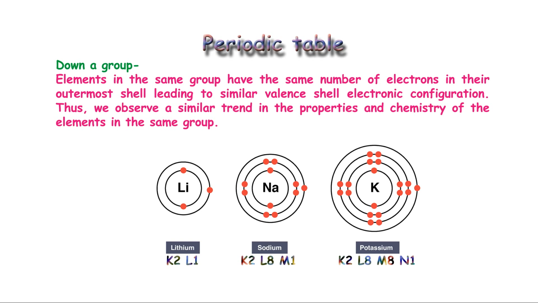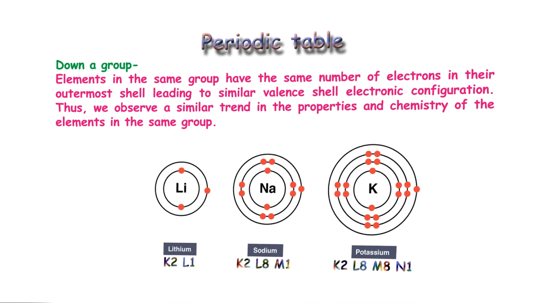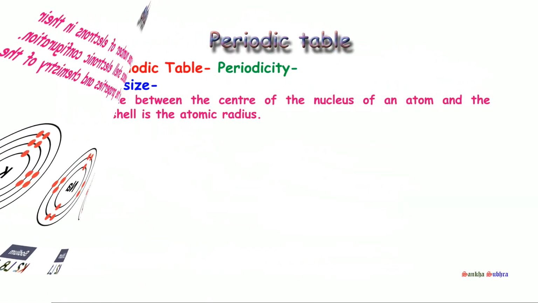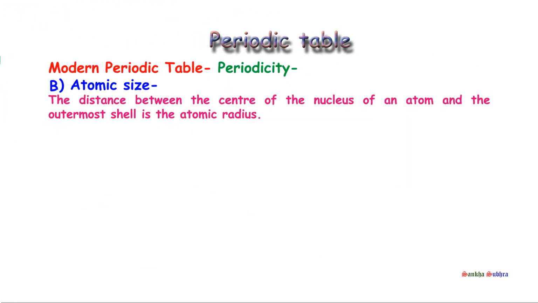Now remember, lithium, sodium and potassium, all three elements are present in group 1. As a result, in group 1 or the alkali metals, all the elements contain 1 electron in the outermost shell. As a result, we can easily state that this is the periodic nature or the periodicity of electronic configuration down the group. The next periodic property which is going to be discussed is known as the atomic size.